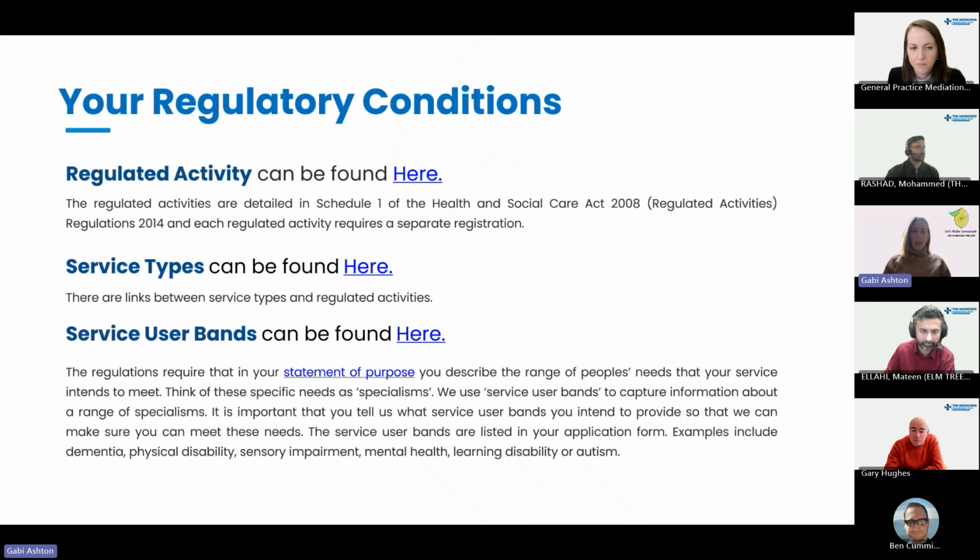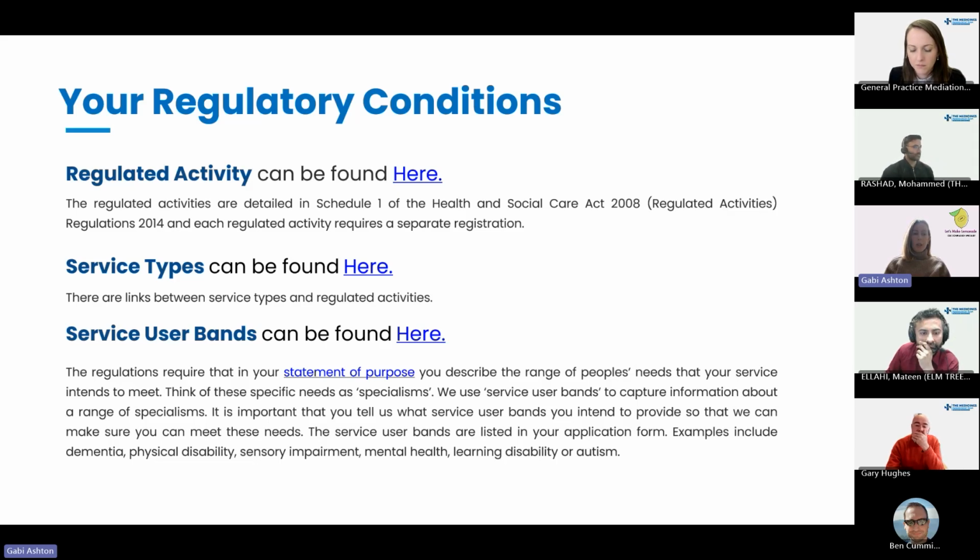In terms of your regulatory conditions, there are a number of things that you need to complete as part of your application, and again, making sure that these are reviewed and kept up to date, even beyond your initial registration. It does happen quite often where we go out to do mock inspections or audits for services, and actually they've changed the scope of service that they're providing, but they haven't kept their registration up to date, so they're in breach in a number of ways there.